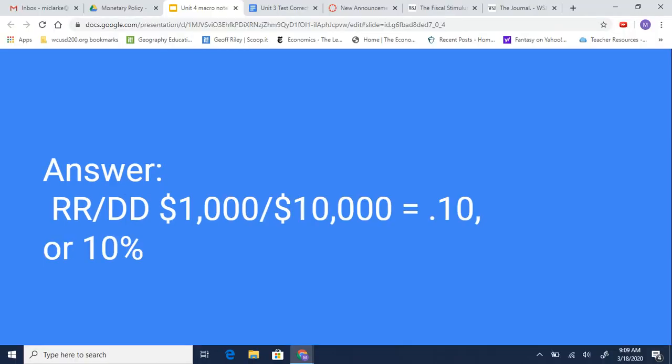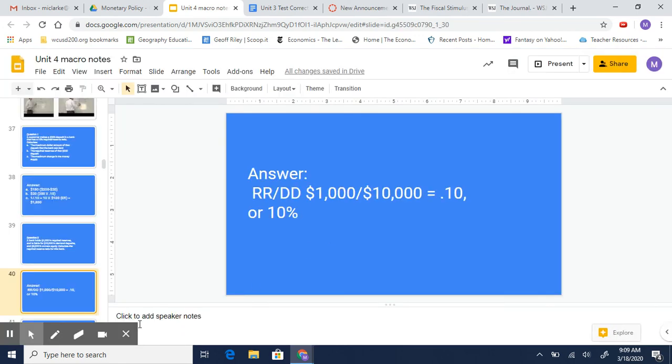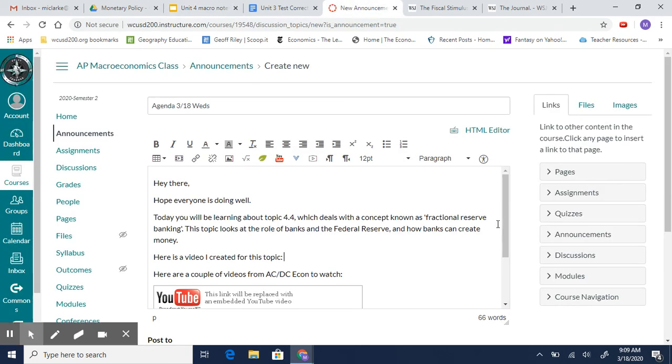So at this point, I'm probably running out of time here. At this point, make sure that you can find required reserves, you can find the money multiplier, and you can find, given the multiplier, new money created, and you can tell me what fractional reserve banking is. I'm going to put this all in today's announcement.